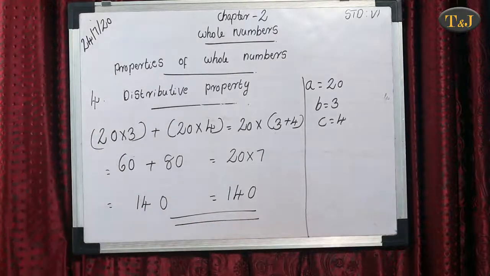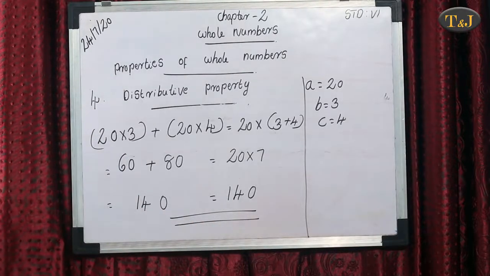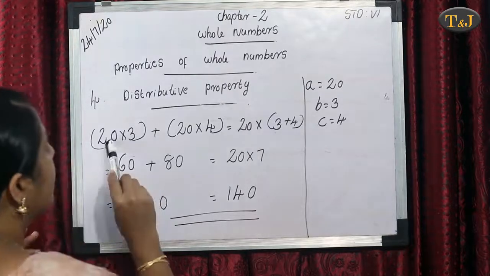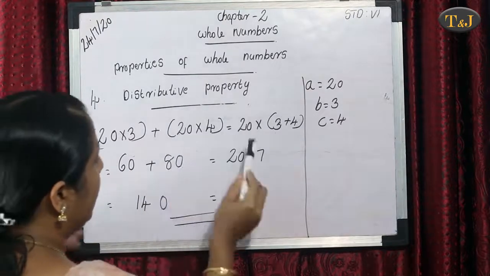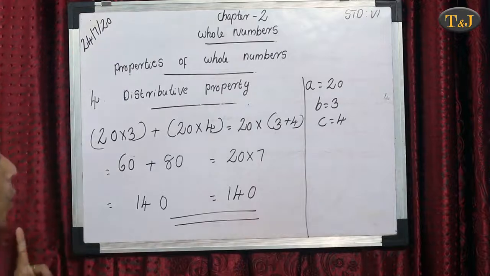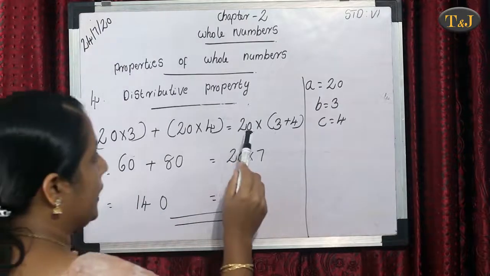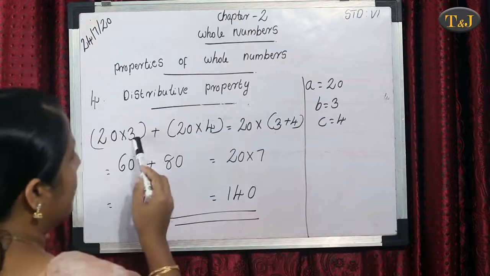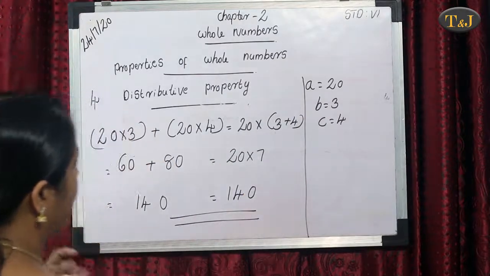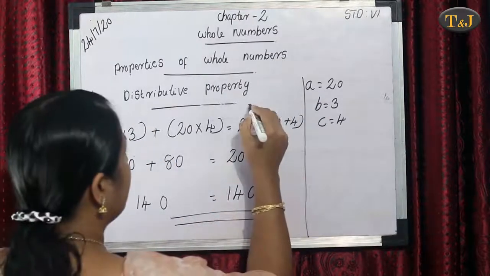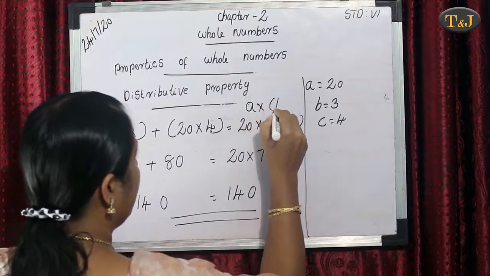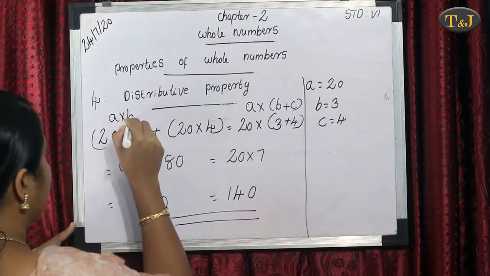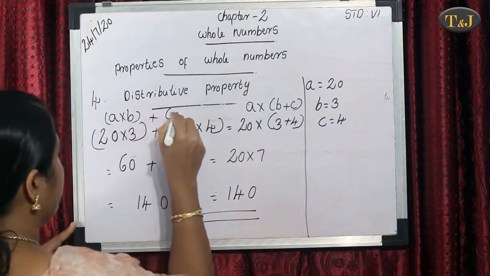How can we identify that these numbers include the distributive property? We have to look at the question. Our question is 20 multiplied 3 plus 20 multiplied 4. There is one number common, that number is 20. So 20 is taken outside, then 20 cross, then the remaining numbers are 3 and 4, then write 3 plus 4. Actually the property is A cross B plus C equals A cross B plus A cross C.